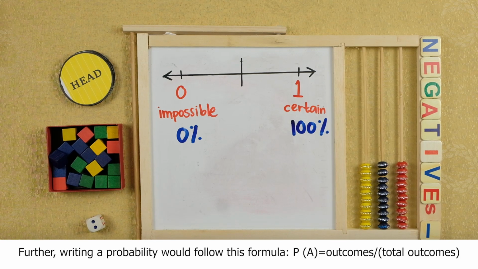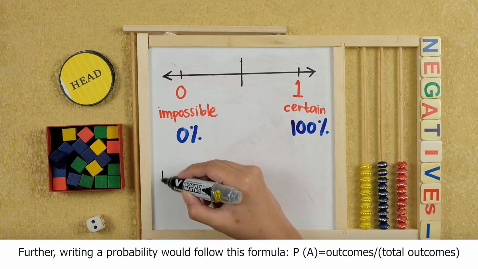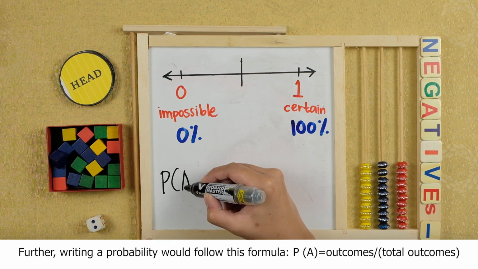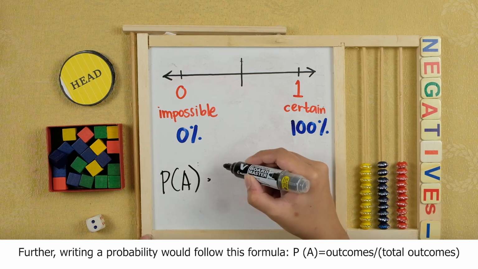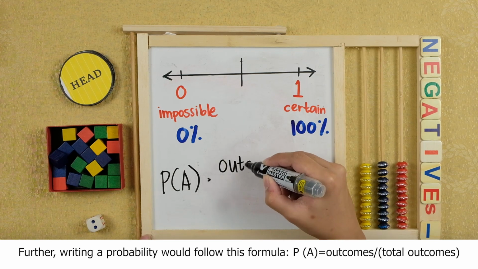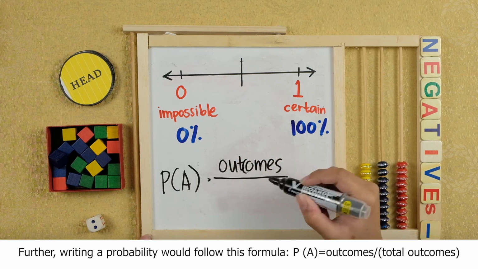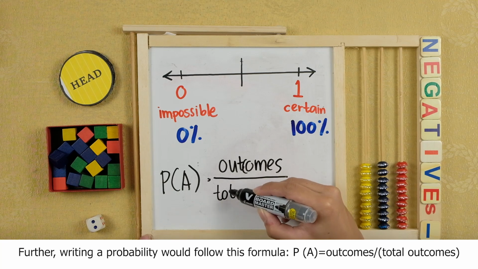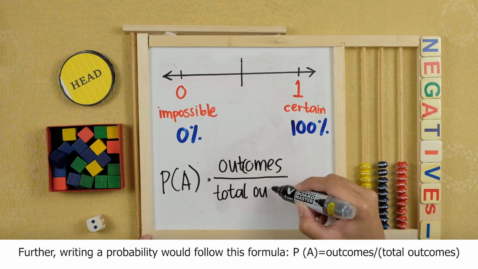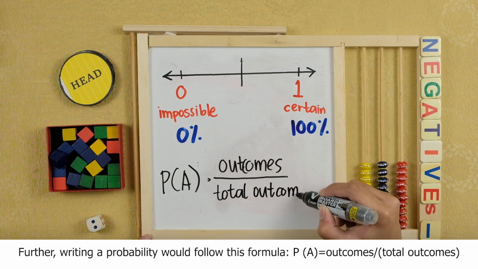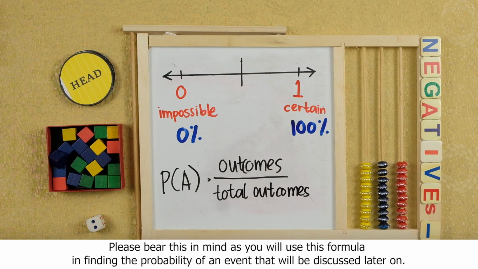Furthermore, writing a probability would follow a formula wherein the probability of an event is the number of outcomes all over the number of total outcomes. Please bear this in mind as we will use this formula in finding the probability of an event that will be discussed later on.